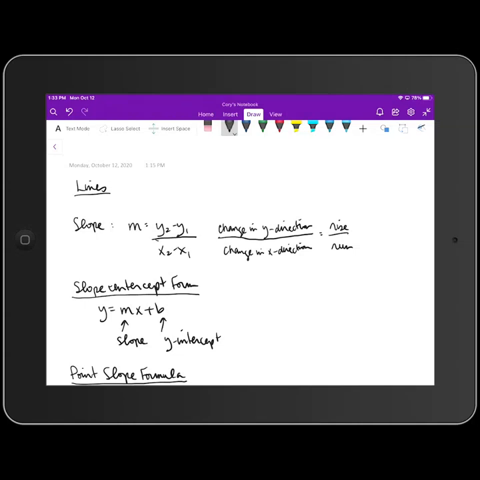Okay, we're going to go ahead and start this lesson on lines, and this should be something you should be really familiar with given what you've done in your previous math classes. So we're going to go through this lesson relatively quickly.